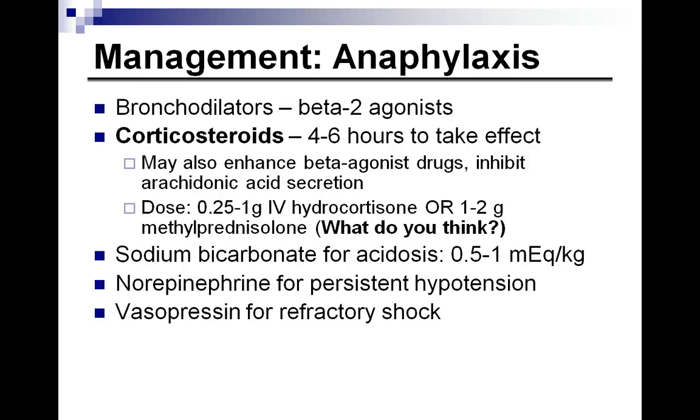So now that we've talked about the most important first-line treatments, oxygen, removing the offending agent, turning off your volatile anesthetics, giving fluids and epinephrine, and then maybe some histamine receptor blockers, we can move on to other treatments for anaphylaxis. These include bronchodilators, corticosteroids, which take several hours to have an effect. A typical dose might be 0.25 to 1 gram of hydrocortisone, or 1 to 2 grams of methylprednisolone.